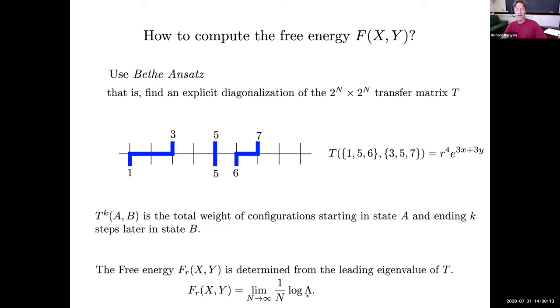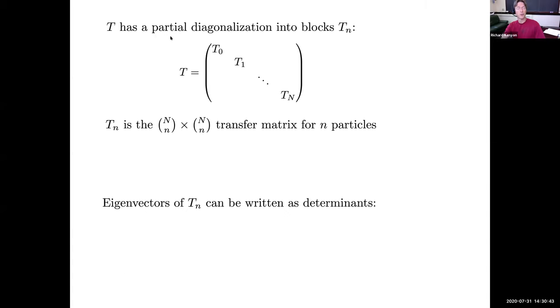If that eigenvalue is capital lambda, then I'm interested in this limiting free energy as the system size grows. I take the log of lambda, divide by capital N, and let capital N go to infinity. Here, capital N, remember, is the circumference of the cylinder. So that is the desired quantity. And as was mentioned already, I think by Hugo, T has a partial diagonalization into blocks T sub little n, where little n counts the number of particles. There is a conservation from row to row of the number of particles: if I start with 3 particles, the next row will have 3 particles too.